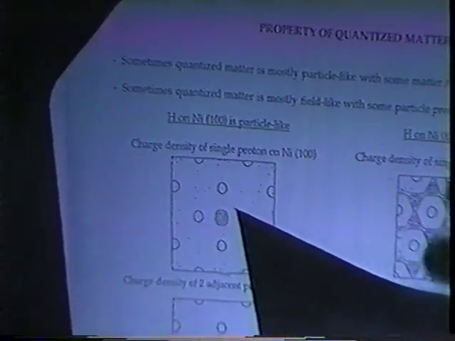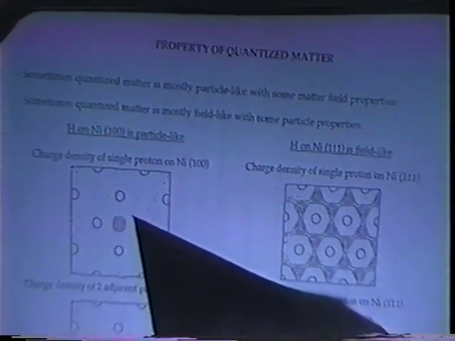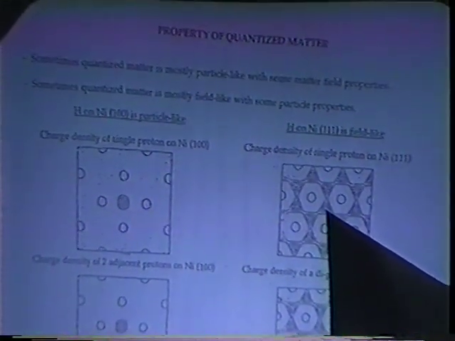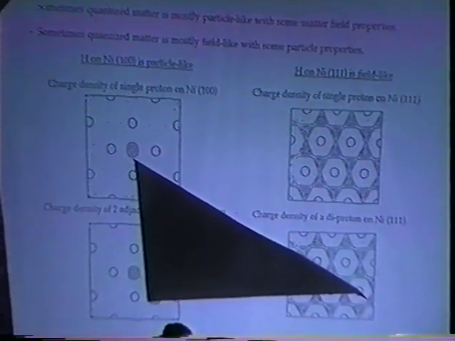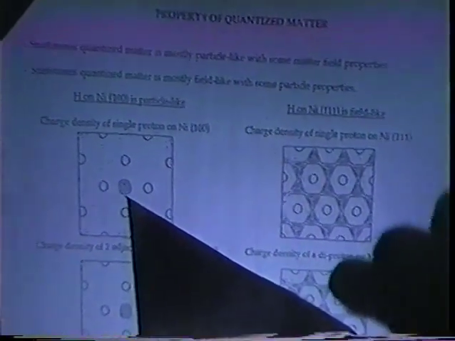If we have this particle on the 100 surface, as I say, it stays localized. That is basically chemistry: interstitial localized wave functions. In this case, it is basically spread out. So quantized matter is sometimes mostly particle-like, and in this case has some matter field properties. It's not a point, its wave function is spread out. These wave functions are basically the ion equivalent of electron orbitals around atoms. These are the density distributions of ions on the surface.